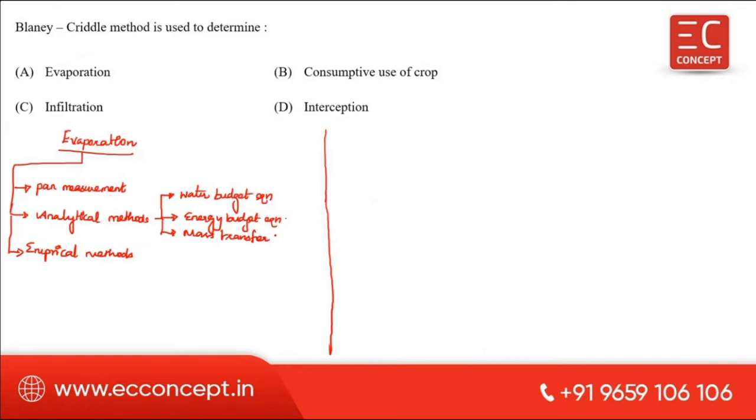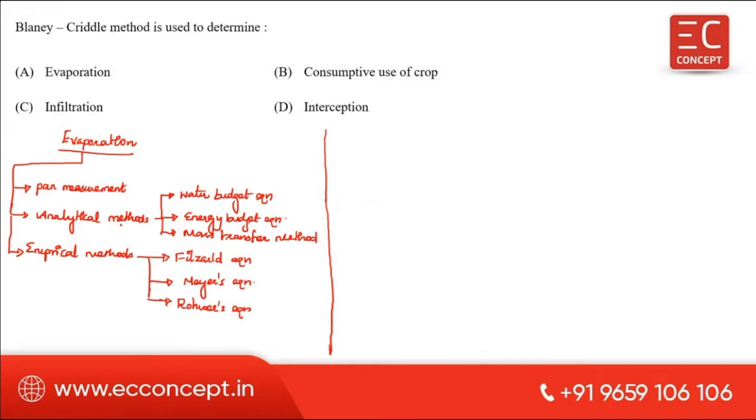Next is the empirical formula. Among empirical formulas, we have the Fitzgerald equation, then Meyer's equation, then Rohwer's equation. So the evaporation can be determined by using pan measurement, analytical methods, empirical methods, and so on.